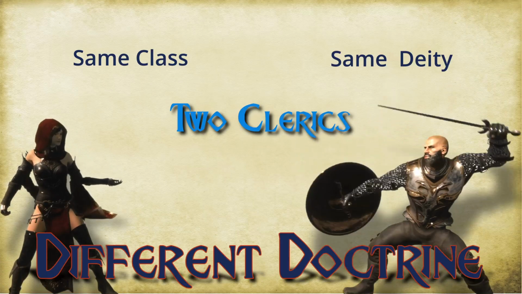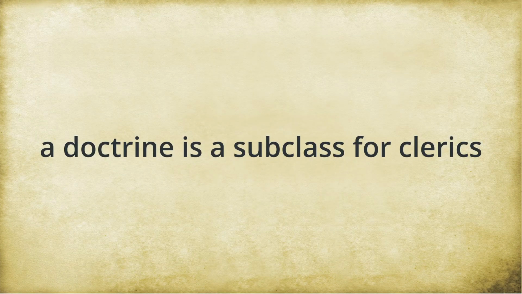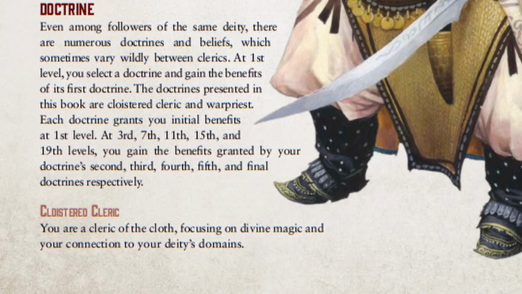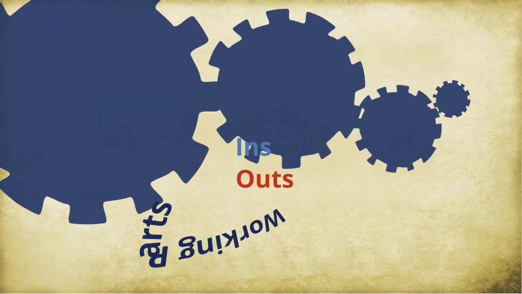Does that make sense, everybody? To simplify and to use game terms that don't exist in the game, but that everybody seems to understand, a doctrine is basically a subclass for clerics. Capiche? At this point, there are two cleric doctrines. They are the same two doctrines that came out with the core rulebook. They are the Cloistered Cleric and the Warpriest. Let's take a look at all the ins and all the outs and all the working parts here to see how this whole doctrine thing works.